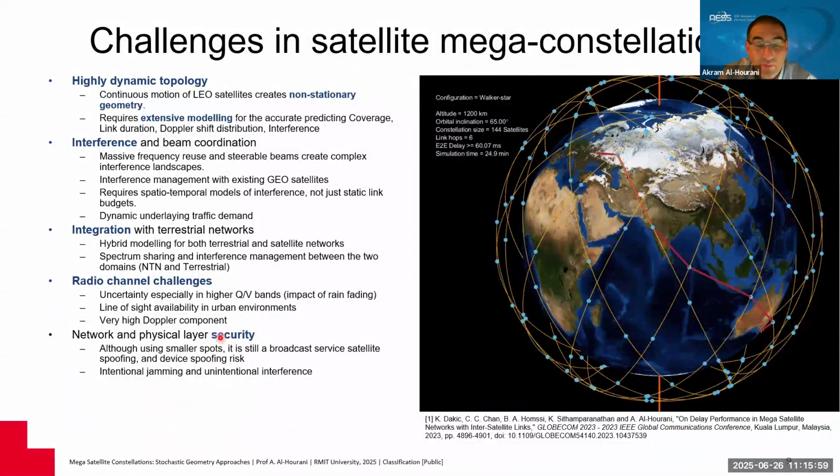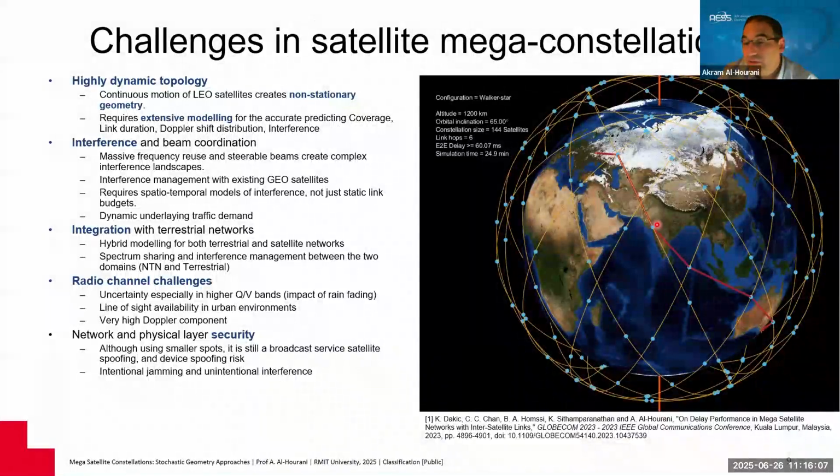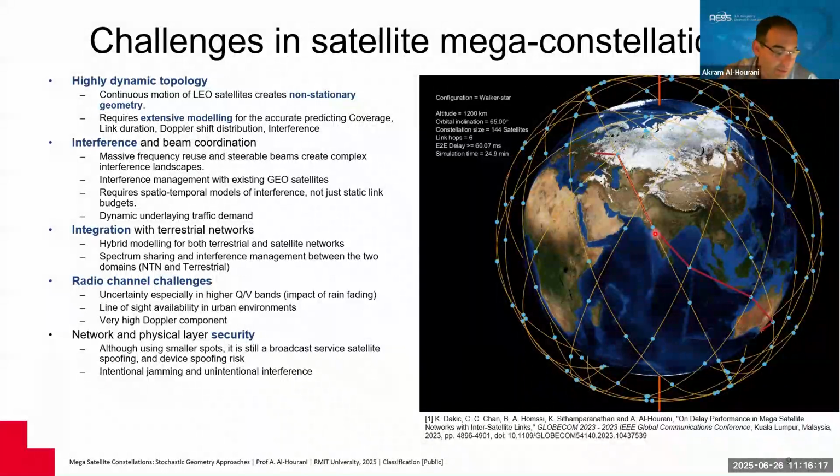Now, network security obviously is a very big concern because these satellites can be jammed, either intentionally or unintentionally interfered with. There's also the coordination between the spectrum use of these low Earth orbit satellites with existing geostationary satellites. Now, spectrum cannot be created. It's a finite resource, as we said at the beginning. So you have to provide this coordination.